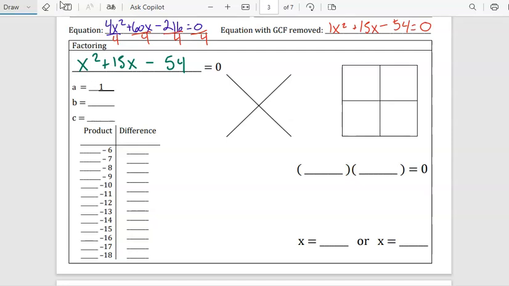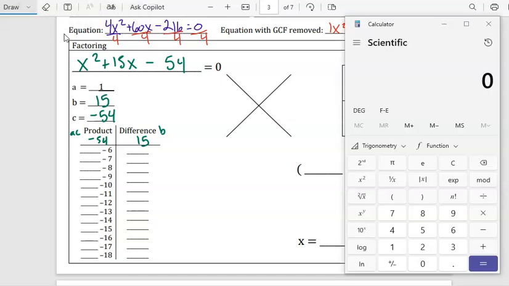The coefficients are as follows. The first coefficient of x squared is 1. The middle coefficient is positive 15. And the constant coefficient is negative 54. The product of A times C is negative 54. And the sum, B, is 15.